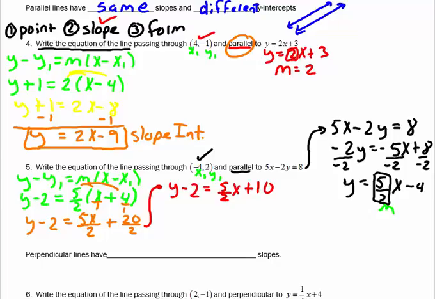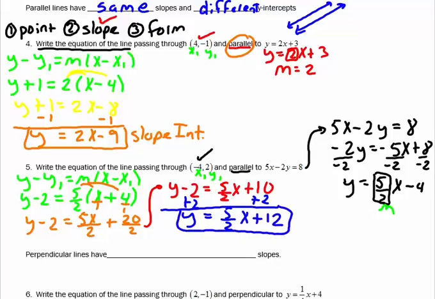We'll need to add the 2 over to the other side to put this in slope-intercept form. So y is going to equal 5 halves x plus 12. Slope-intercept form is where I'll stop for that problem.